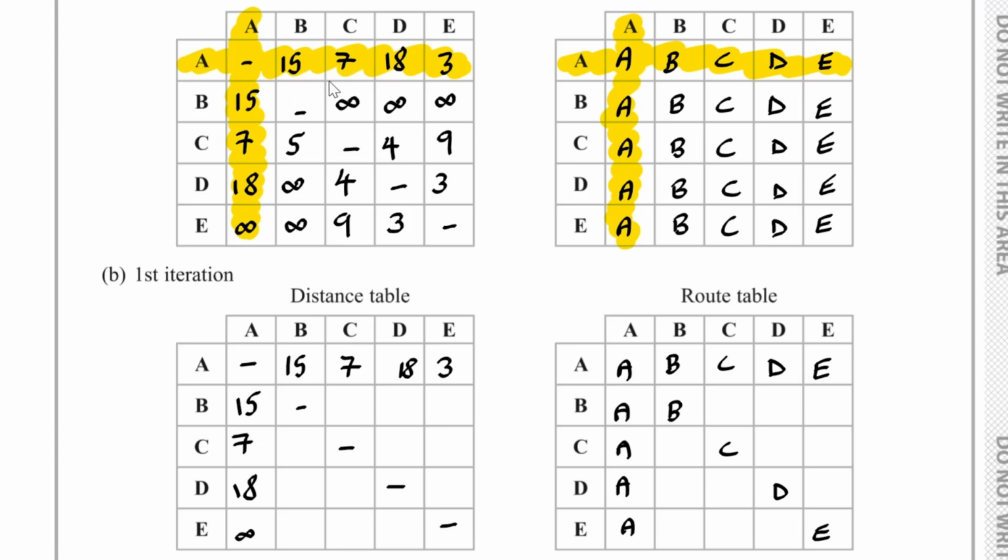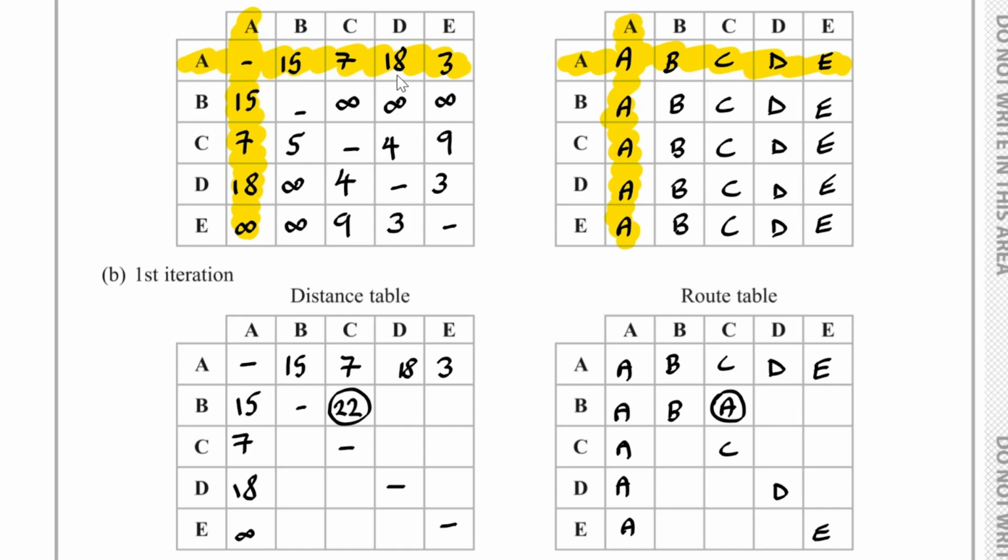So for example, for BC, we compare the infinity with 15 plus 7. 15 plus 7 is smaller than this infinity, and therefore we have 22 over here. We've replaced the infinity with 22, so we circle it. And for the route table, we're looking at A, and therefore we write down an A over here and circle it, indicating you've changed.